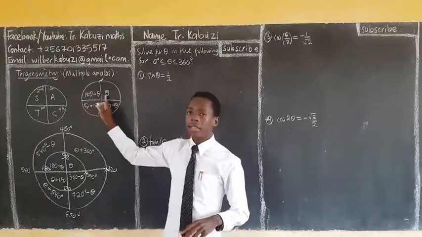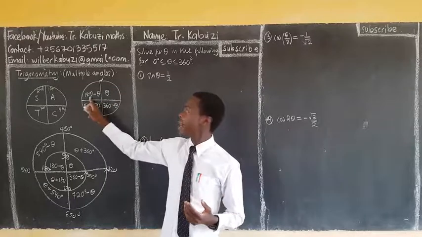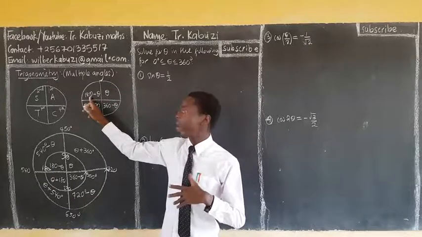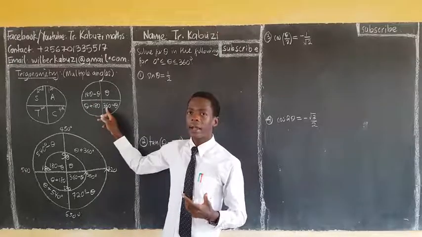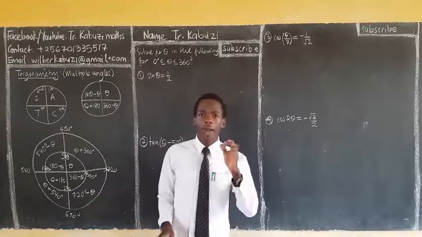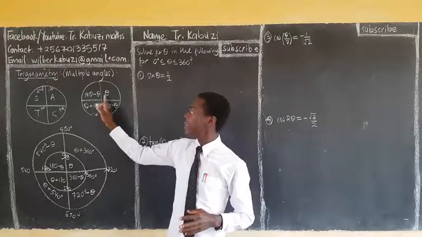Now, in the first quadrant, this is how we get the angle. The angle is just theta. In the second quadrant, we get 180 minus theta. Here we get theta plus 180. Then here we get 360 minus theta. But look at the trend. Here it's 360, so we get this angle here minus the acute angle.